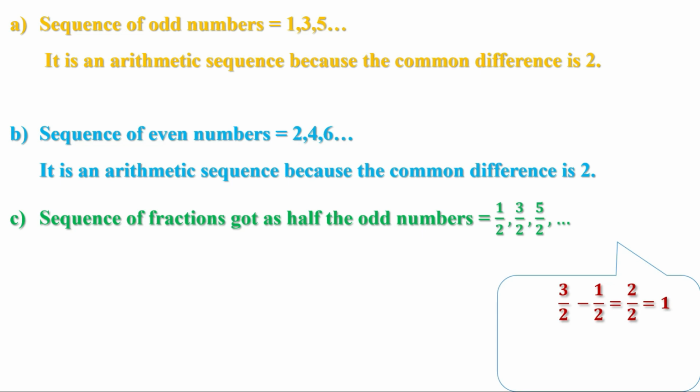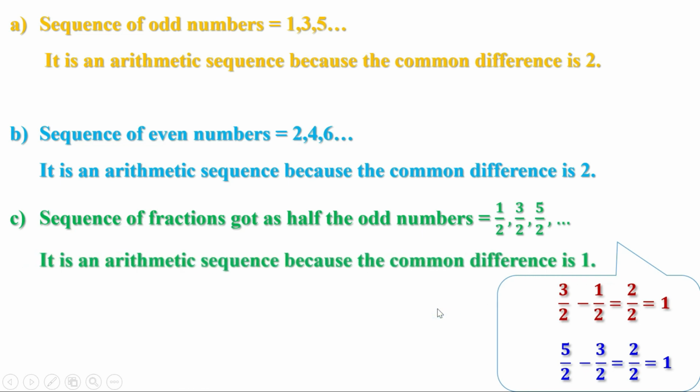Now what is 5 by 2 minus 3 by 2? 5 minus 3 by 2 or 2 by 2. Again 1. So the difference is same. So it's an arithmetic sequence with common difference 1. Now the fourth problem, sequence of powers of 2. That is 2 raised to 1, 2 raised to 2, 2 raised to 3, etc. That is 2, 4, 8, etc.